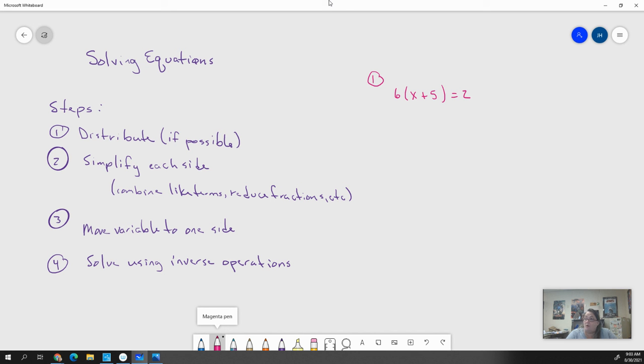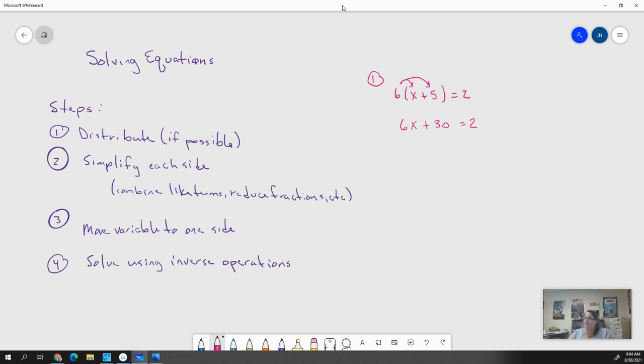If we go by our little rules that we have over here, the first thing would be to distribute. And the only time you need to distribute, you'll know because there will be parentheses, right? If I have something on the outside of these parentheses attached to the outside, I am going to want to multiply it through. 6 times x equals 6x. 6 times 5 equals 30. And then we're just going to leave that 2 alone because it's on the other side.